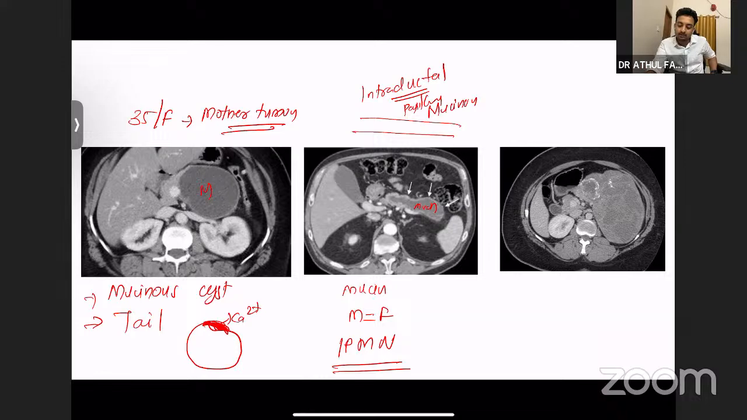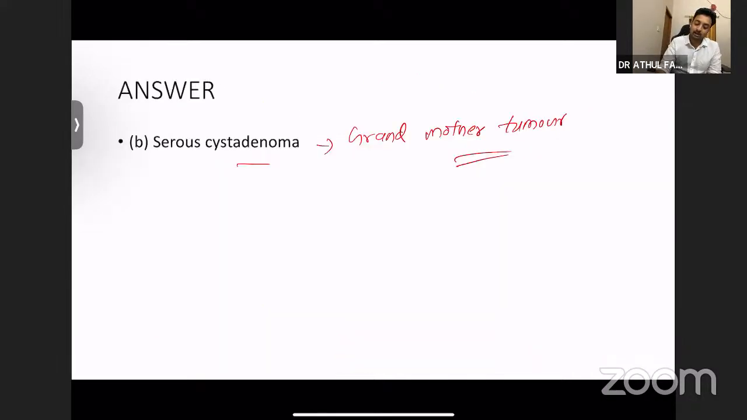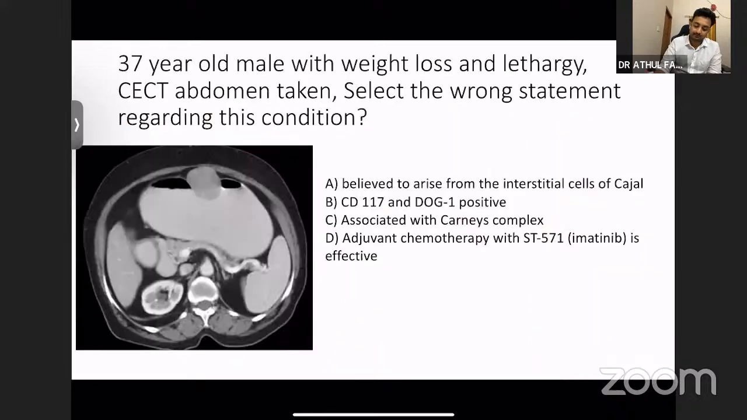Another important thing, this is a 16-year-old female presenting with a large mass in pancreas. The condition is known as SPEN, which is also known as daughter tumor. So you should know what is daughter tumor, what is mother tumor, what is grandmother tumor. Daughter tumor is SPEN, solid pseudopapillary neoplasm of pancreas. So you should remember about mother tumor, grandmother tumor, and daughter tumor.